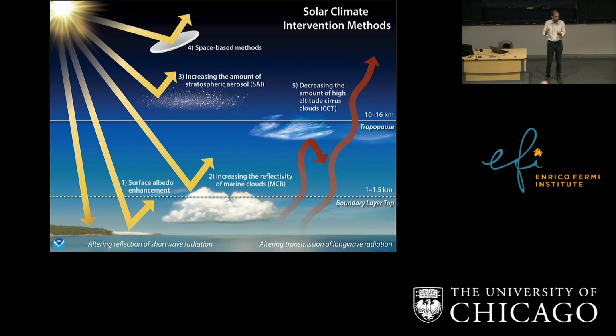So at least in principle, doing something that lets more heat out from the middle of the atmosphere is a more perfect offset to the fact that the greenhouse gases like CO2 are trapping more heat. But there's a whole bunch of uncertainties and problems we'll get to.